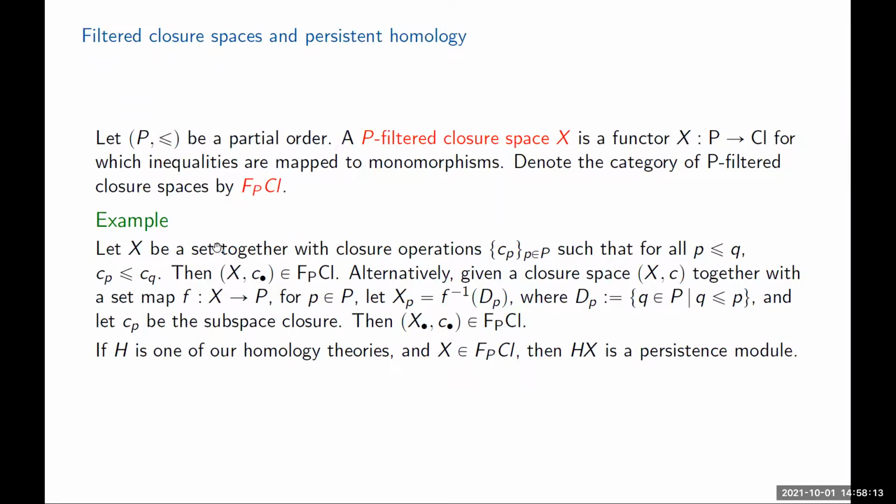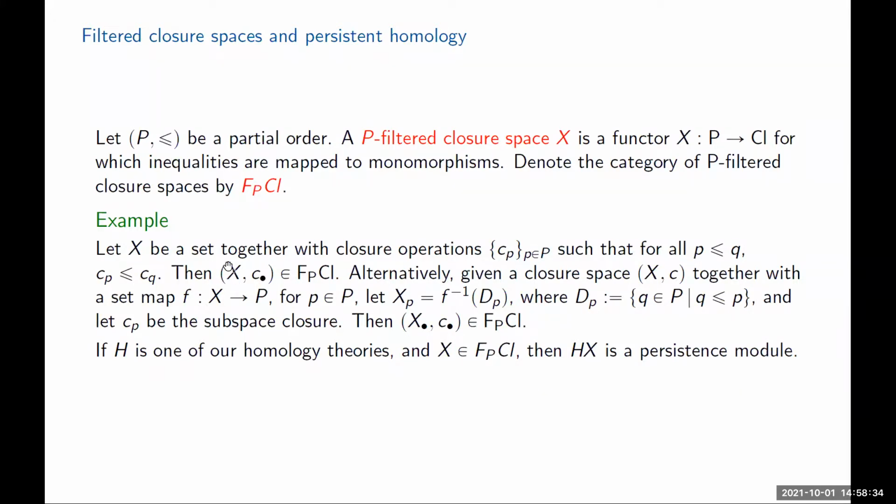For example, suppose you have a set and you have some one parameter family of closure operations indexed by P on the set, so that the closure indexed by P is always finer than the closure indexed by Q whenever P is less than or equal to Q.